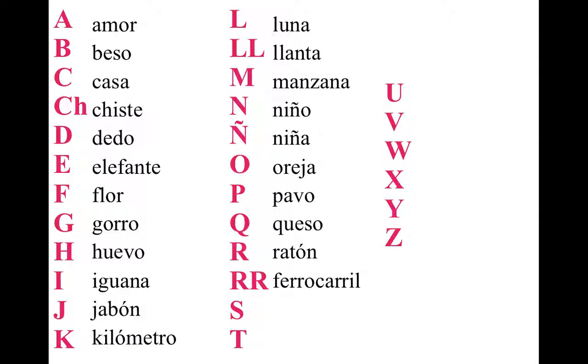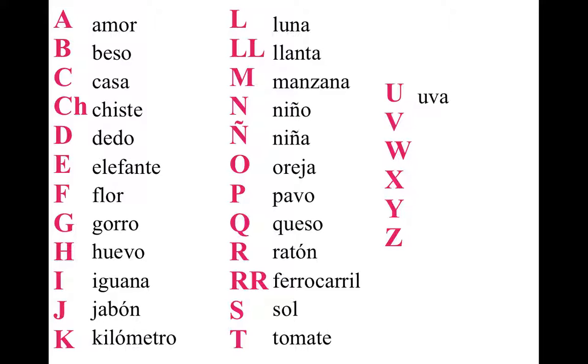So ferrocarril just means a railroad or a railroad car, like the cart thing. Yeah, that's a horrible translation. You could just say railroad, that'd be fine too. S, sol, is the sun. Sol, and again, making sure you're not saying sol. Tomate, saying that E at the end, and of course that means tomato.